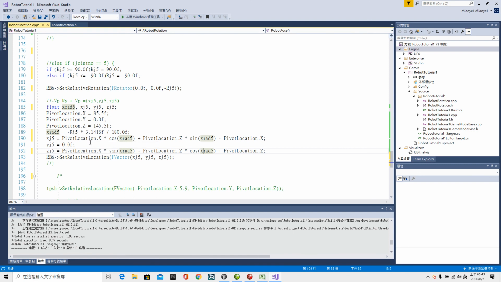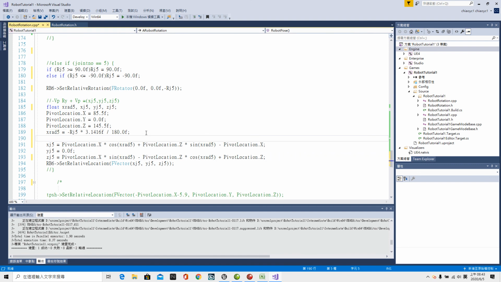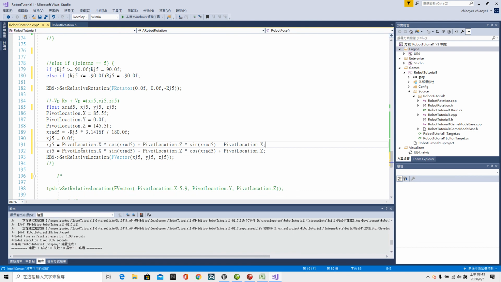And the MX operation, the SJ5 equal to 0.0F. Only Y and Z are influenced by the MX operation. We can find the equation from the previous lecture to find the MX operation equations.